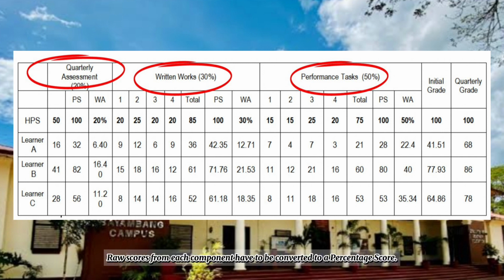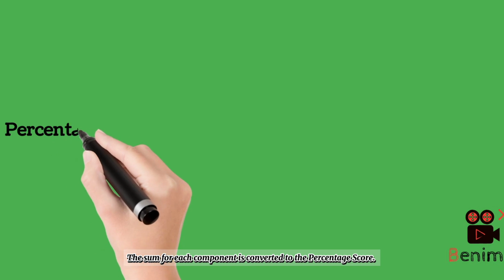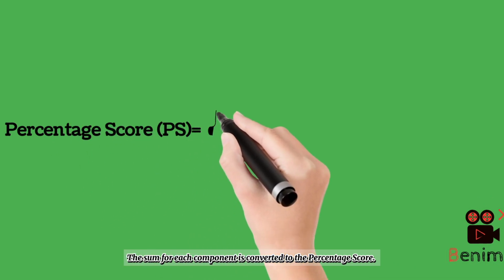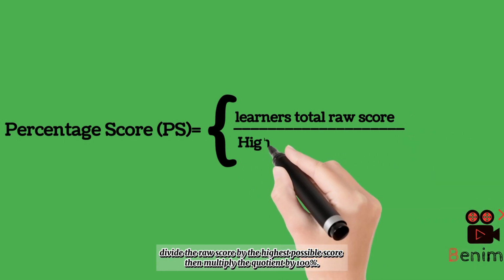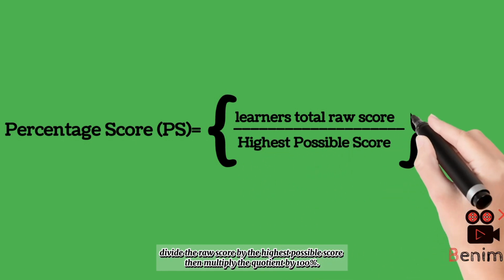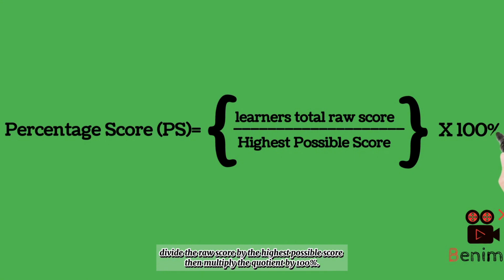Raw scores from each component have to be converted to a percentage score. This is to ensure that values are parallel to each other. The sum for each component is converted to percentage score. To compute the percentage score, divide the raw score by the highest possible score, then multiply the quotient by 100%.